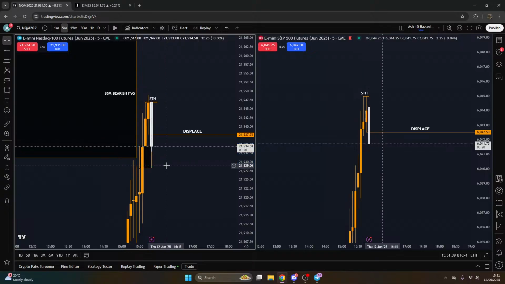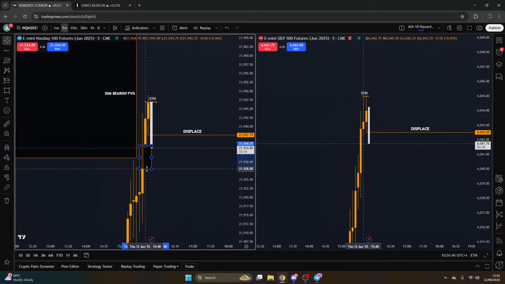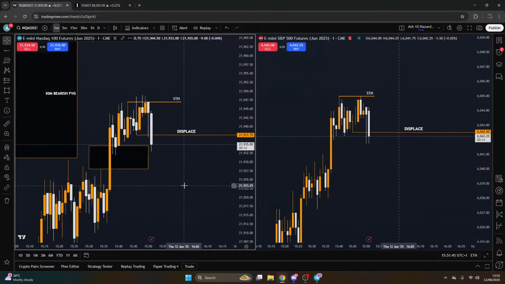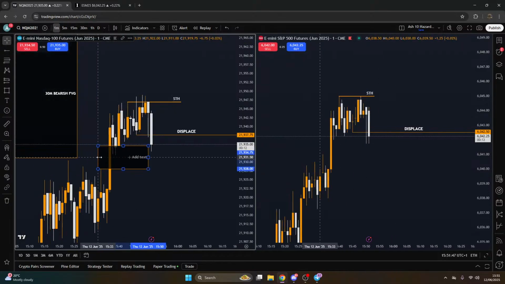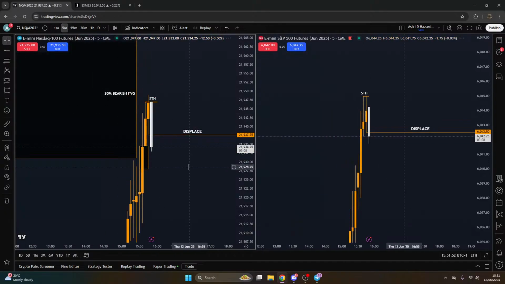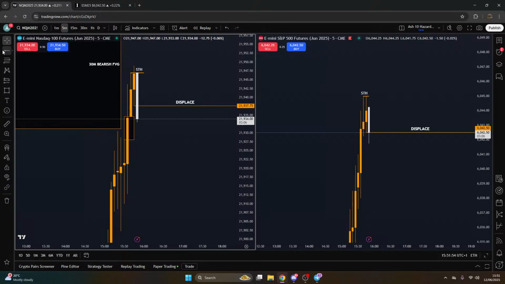So we just tapped into that 5 minute bullish gap. So if we were to take shorts, this is a B plus model, so I'd be taking it with half size. And I won't be taking shorts if price comes down and takes this low.